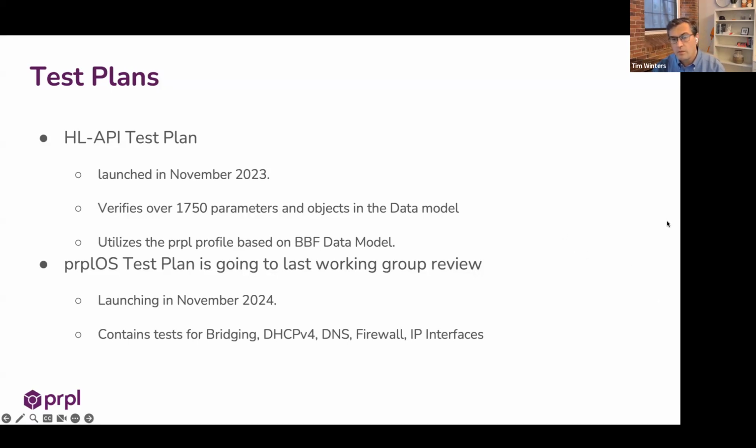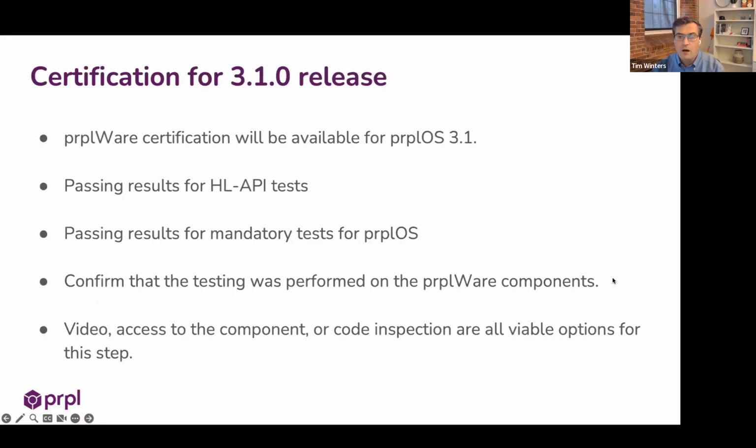One thing to note that's cool about the prplOS test plan is it is management agnostic. So you can run those tests either using CWMP or USP. Next slide. And like I said, that's going through working last call. The main thing we're doing right now for the prplOS test plan is figuring out the mandatory and optional test cases. And we should wrap that up Monday, and then we will send it on to the TSC, and it'll be a published PDF similar to the high-level test plan.